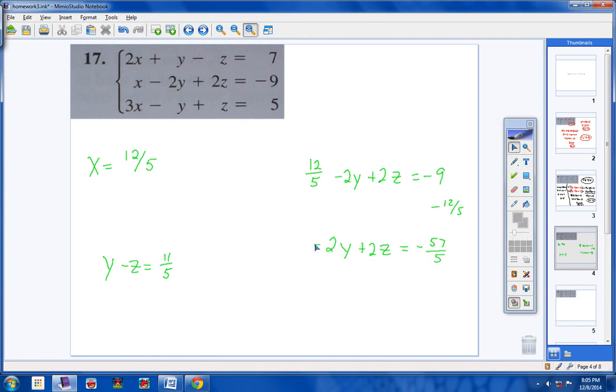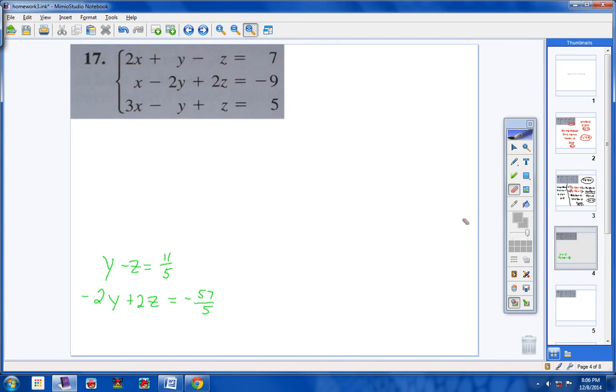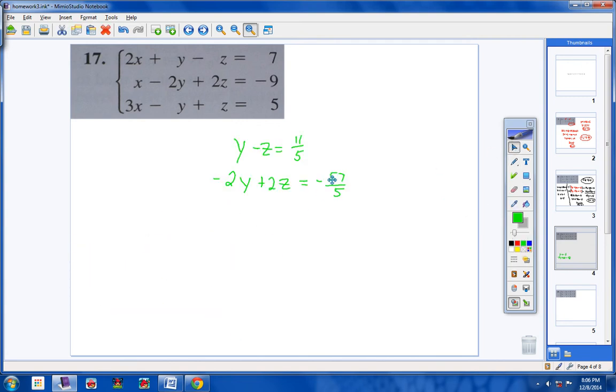So students, look what I have. There's my second equation now that doesn't have an x. So I can easily take these two equations now and solve for y or z. Okay, so here we go. Let's multiply the top equation by 2. Okay, so 2 times y is 2y. 2 times negative z would be negative 2z. And 2 times 11 fifths would be 22 over 5.